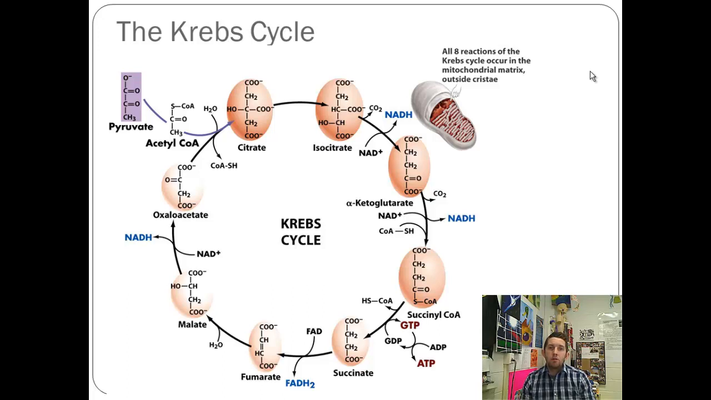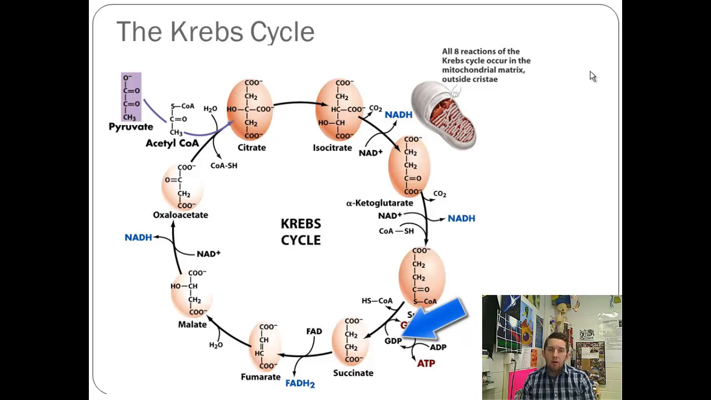a carbon to transition from alpha ketoglutarate to succinyl-CoA, and it's unstable because of that coenzyme A. So quite quickly, the CoA leaves, and we have our first substrate level phosphorylation.